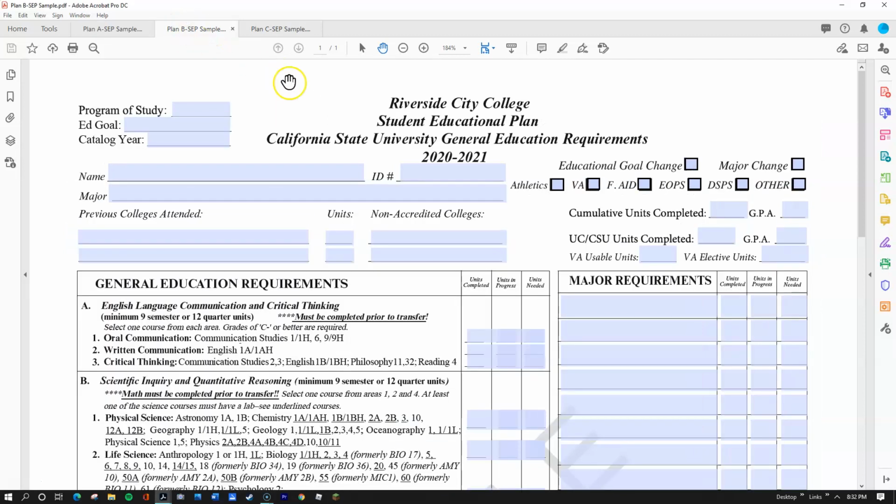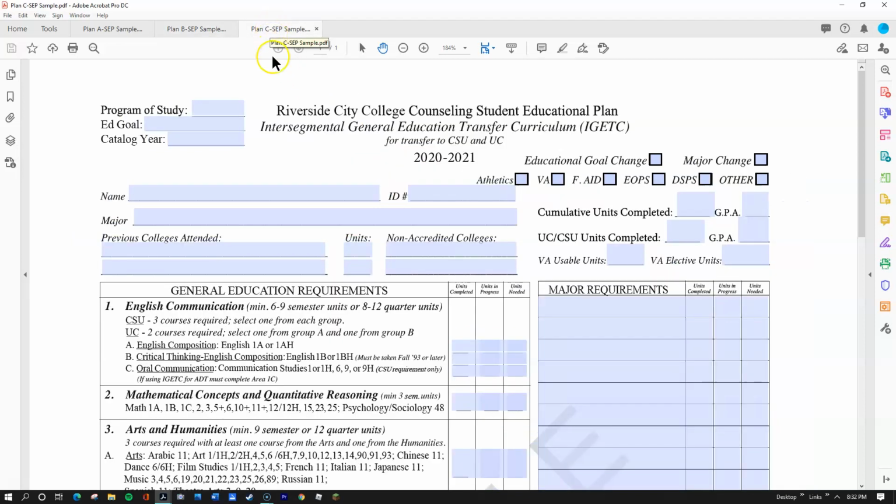Plan B is an educational plan that allows you to acquire the general education requirements that are needed to transfer to a California State University. Plan C is very similar, except this one has the general education requirements that will allow you to be eligible to transfer to a Cal State University and a UC system school.